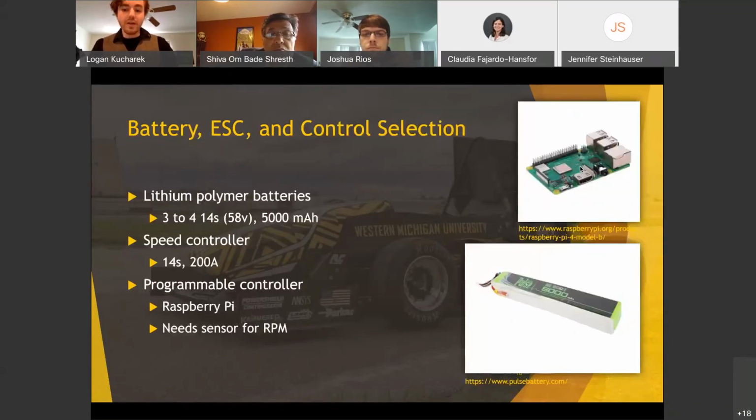So only lithium polymer LiPo batteries were considered for this design. By choosing a 14-cell LiPo, 58 volts at peak is available to the motor. This remains below the FSAE regulated 60 volts for ICE engines. At peak draw, the motor draws 64.5 amps, and we found a 14S 5,000 milliamp hour battery that's perfect for this application.